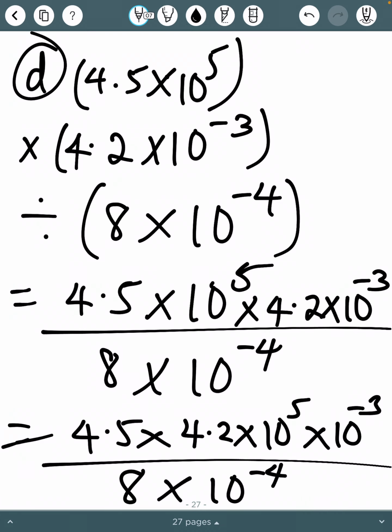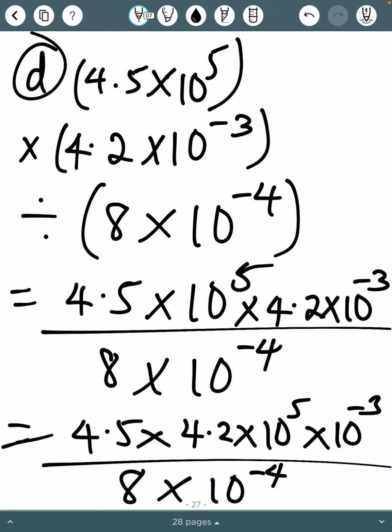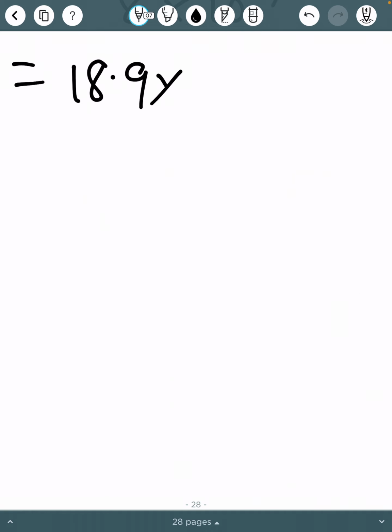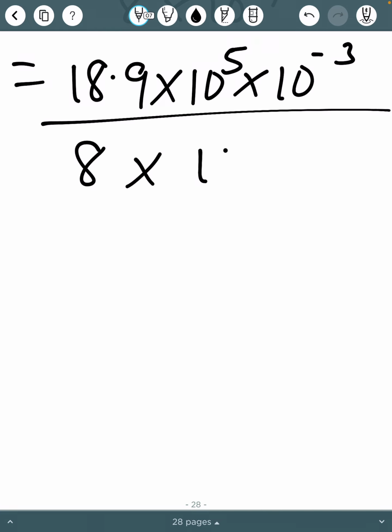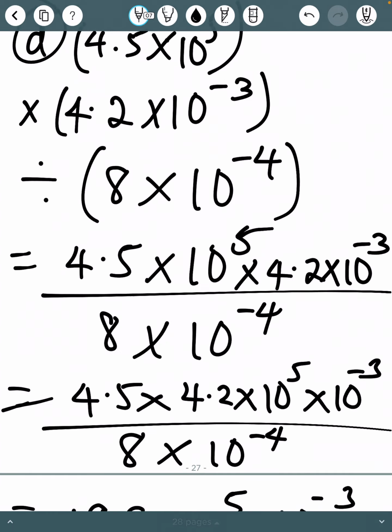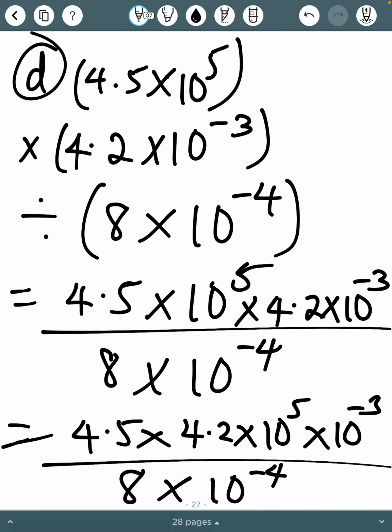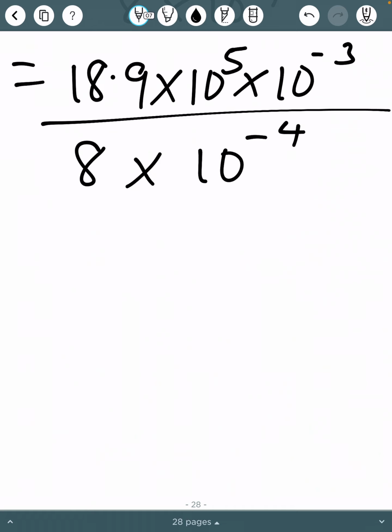4.5 times 4.2. 18.9. Okay, that's 18.9 times 10 raised to power 5 times 10 raised to power minus 3 over 8 times 10 raised to power. Let me check to be sure I'm not making a mistake. 8 times 10 raised to power what? Minus 4.